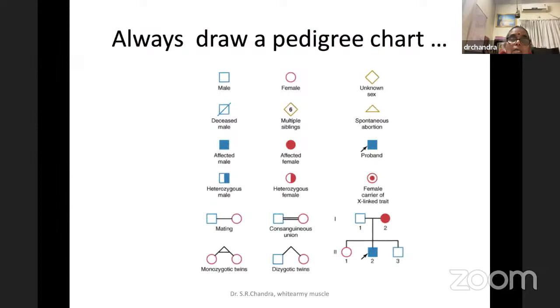So always draw a pedigree chart. All of us know the gender. Whether you know the gender or not, abortions, identical twins, non-identical twins, homozygous inherited disorders, heterozygous inherited disorders, how are you going to mark? So these are basic symbols. There are much more symbols. These basic symbols should be remembered, and always draw a pedigree chart.